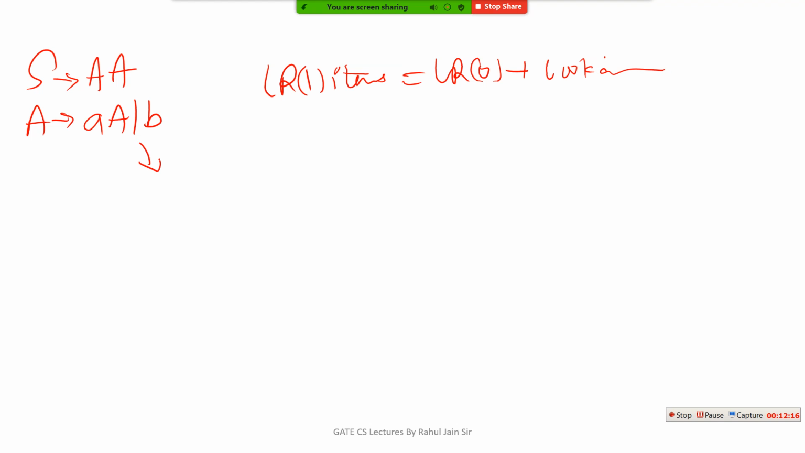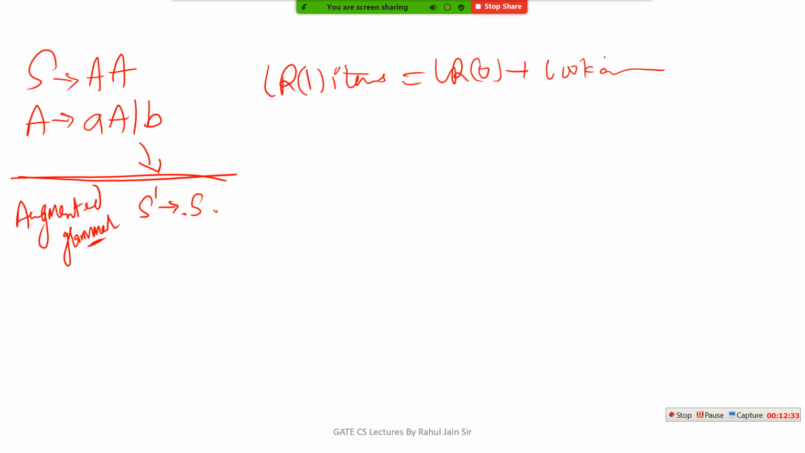Before that, I can write S dash derives dot S, as I need to start from the augmented grammar. And the look ahead of this starting symbol, that is, of the augmented grammar, will always be dollar. It is by default fixed, no problem.